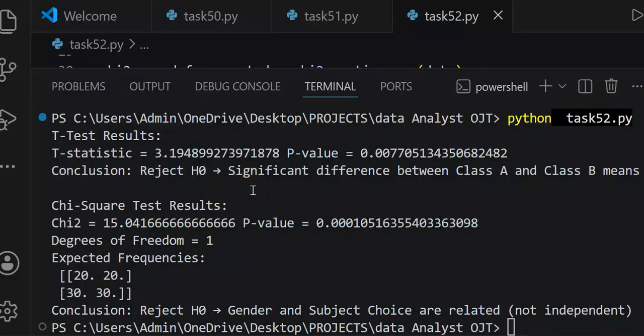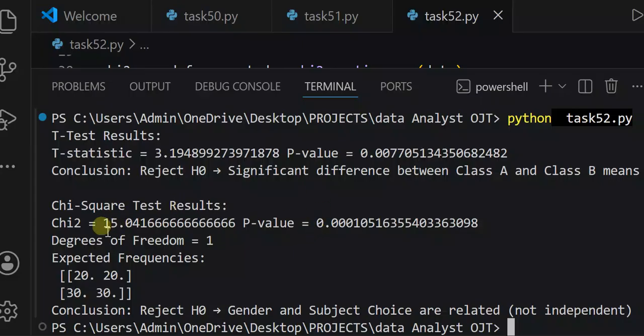Here is the output of the code. In the t-test result, the t-statistic value is 3.19 and the p-value is 0.007. The t-statistic shows the difference between the average scores of class A and class B. The p-value is less than 0.05. Therefore, the null hypothesis is rejected. This means there is a significant difference between the average scores of the two classes.